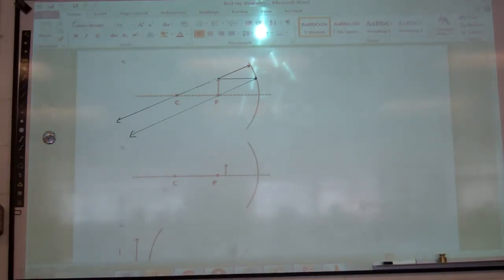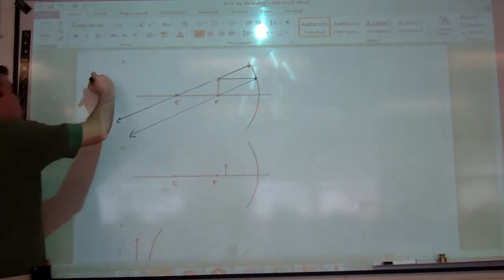When you have a line coming from the center of curvature, it bounces back through the center of curvature. So there's no image, because these lines never intersect. If I drew it correctly, they're parallel. So the answer to this one would just be no image.